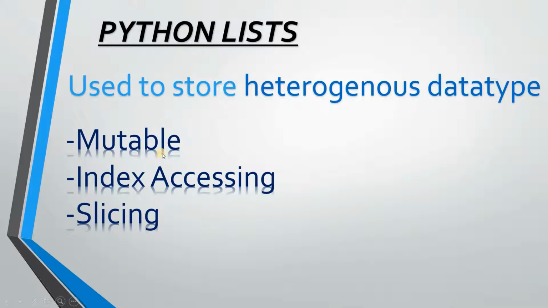Then these are some features of Python lists. They are mutable: we can add elements, change elements, and delete elements from a list. Then index accessing means we can get access to any element by using its index. Afterwards, slicing: we can break a list, getting a sublist by using the slicing operation with square brackets.